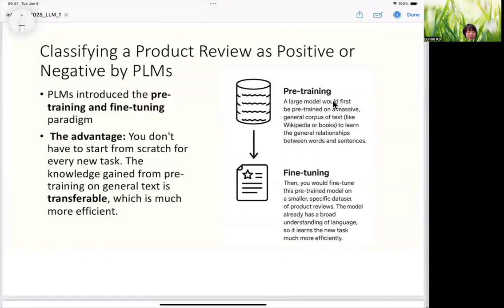The advantage is that after pre-training, the knowledge gained by the machine is transferable, so you don't have to train or fine-tune this machine over and over again. All right.